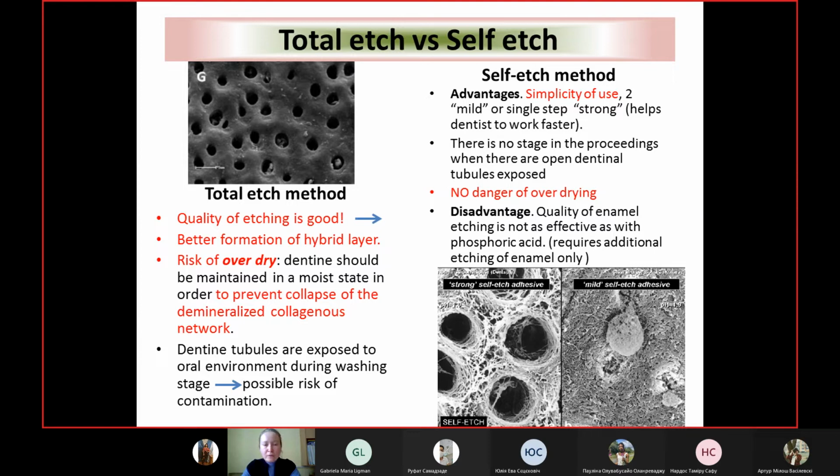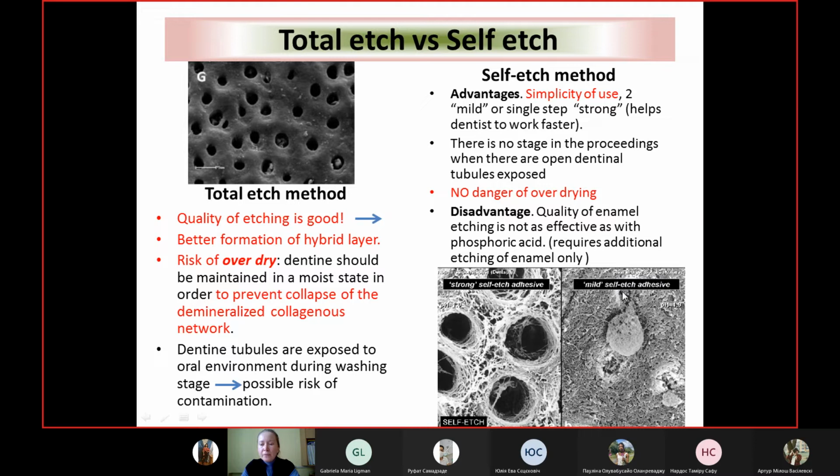And one more possible disadvantage is that dentine tubules are exposed to the oral environment during the washing stage. There is a possible risk of contamination by oral fluid. But the very good positive quality is etching. Etching is really good in comparison to self-etching methods, even if you compare the electron microscope pictures.